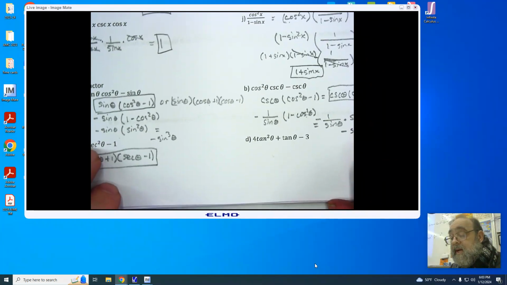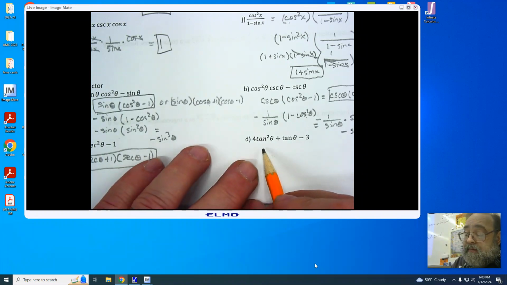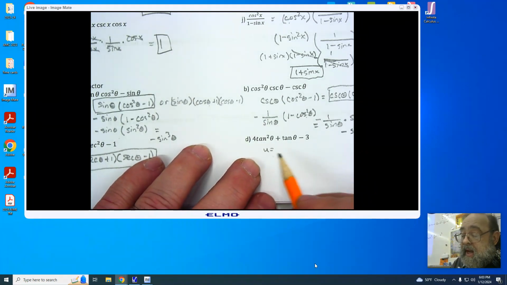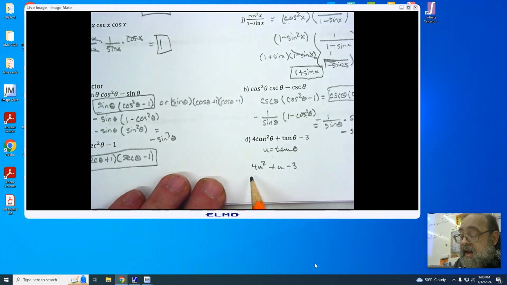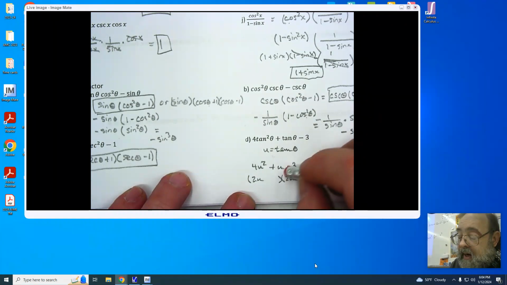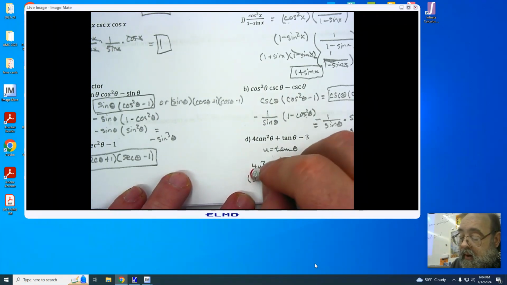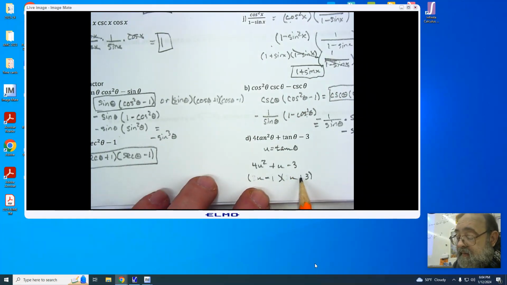When we're looking at 4 tangent squared theta plus tangent theta minus 3, sometimes it's useful to use a dummy variable, and I'm going to say u equals the tangent of theta. When I do my substitution, I get 4u squared plus u minus 3, and I can now factor this. Let's just call it 2u. You'll notice I'm into my process, just trying to get things set up. Looks like I need a 4, so I'm going to put a 4 here, and a u minus 1. We know it's got a positive and a negative.